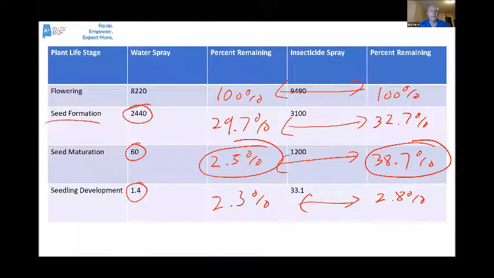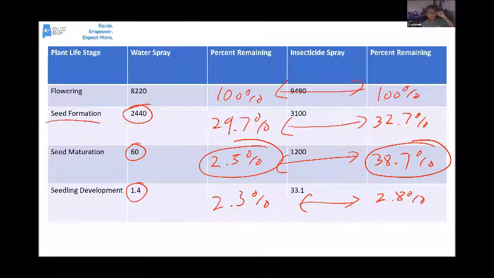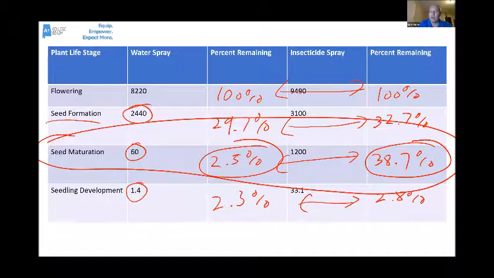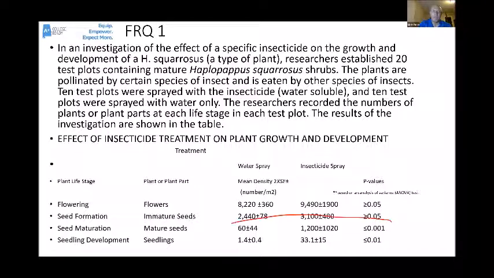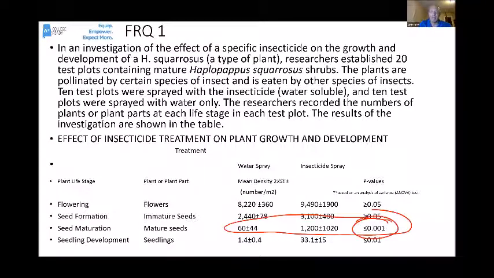Somebody unmute and tell me, where are the insects causing? Yeah, here. That's where there's way more plants alive in the insecticide group than there were in the water spray group. So we could get it from here, or we could go back to our original table and see that that's where the p-value is really, really low. That means that the difference between the number of plants alive here and the number of plants alive there is significant. We could reject the null hypothesis. We've got significant differences there.